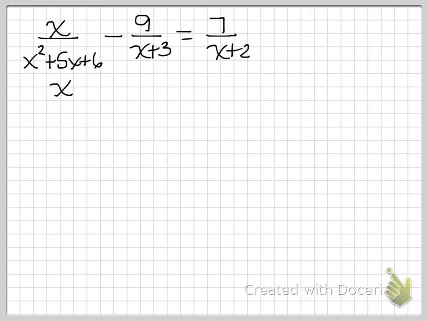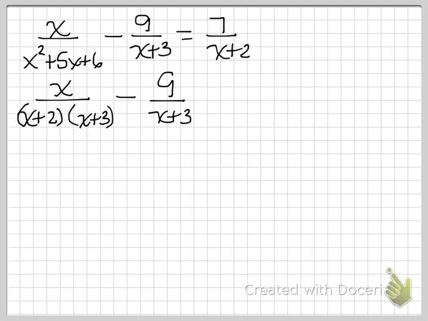So in my first one, I'm not going to show you the steps. You guys by this point should know how to factor. So the x squared plus 5x plus 6 factors to be x plus 2, x plus 3, minus 9 over x plus 3 equals 7 over x plus 2. Now we just do exactly what we did before. And our common denominator this time is x plus 3, x plus 2.